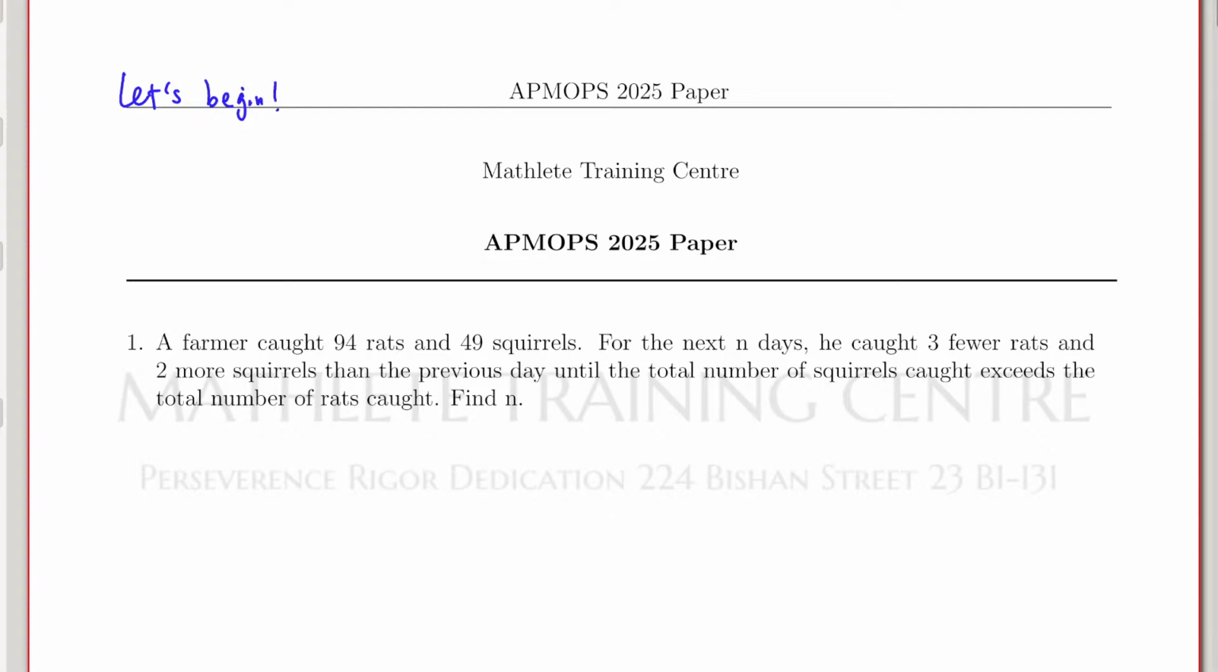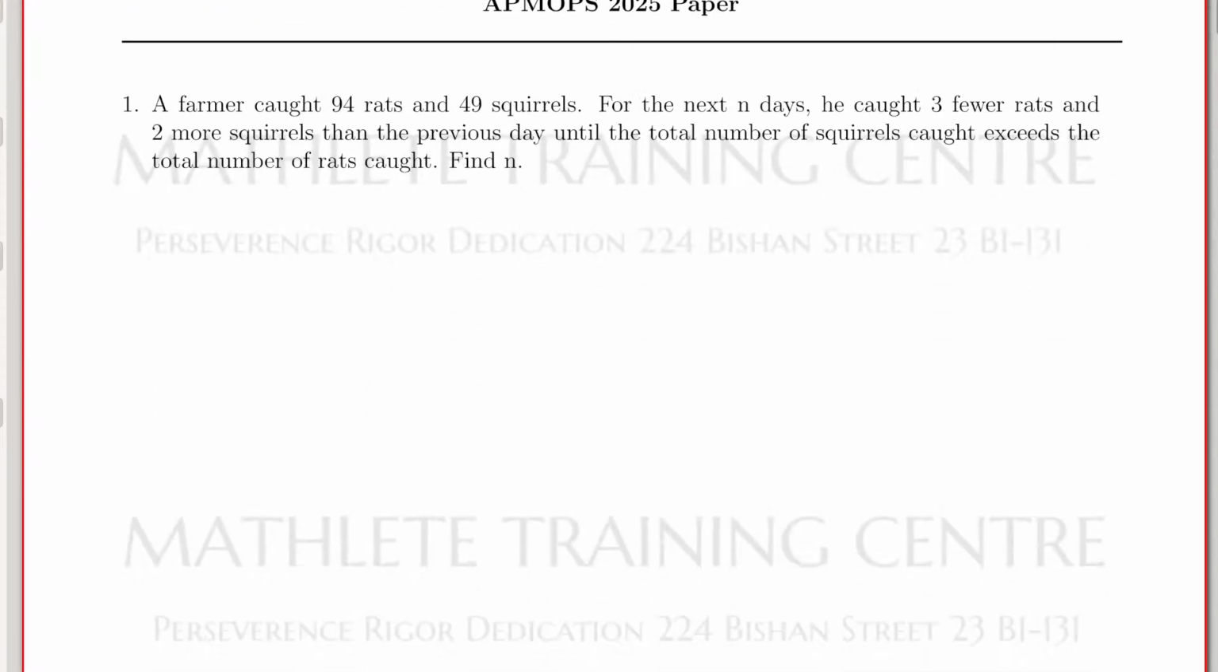Question number one says, a farmer caught 94 rats and 49 squirrels. For the next N days, he caught 3 fewer rats and 2 more squirrels than the previous day until the total number of squirrels caught exceeds the total number of rats caught. Find the value of N. So how to do this question? In the first N days, what happens to the rats? The rats go 94, 94 minus 3, all the way down to 94 minus 3 times (n minus 1) if we have n days.